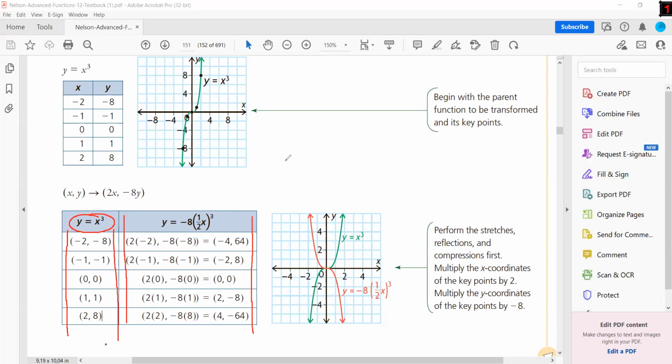This is when we're performing the stretches, reflections, and compressions first. Multiply the x-coordinates of the key points by 2. Multiply the y-coordinates of the key points by -8. And now you get a new set of points for your function.